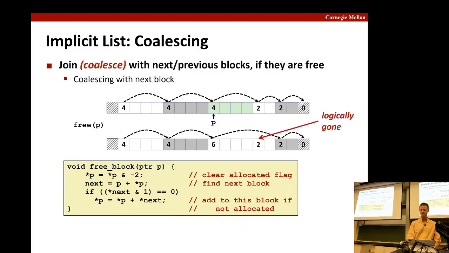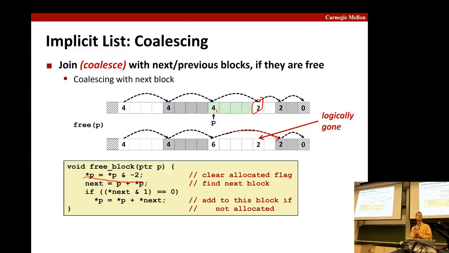And that's what this is showing here. Basically this is logically gone by just, once you've done this zeroing out of the allocated bit here, you find where it pointed to, which is here, and you say, if I yank out the allocated bit and 0 means unallocated, then I'm going to just jump over to here by 6, 4 plus 2, whatever's there. And now that's logically gone, and you're back to where you were before. Does that make sense?